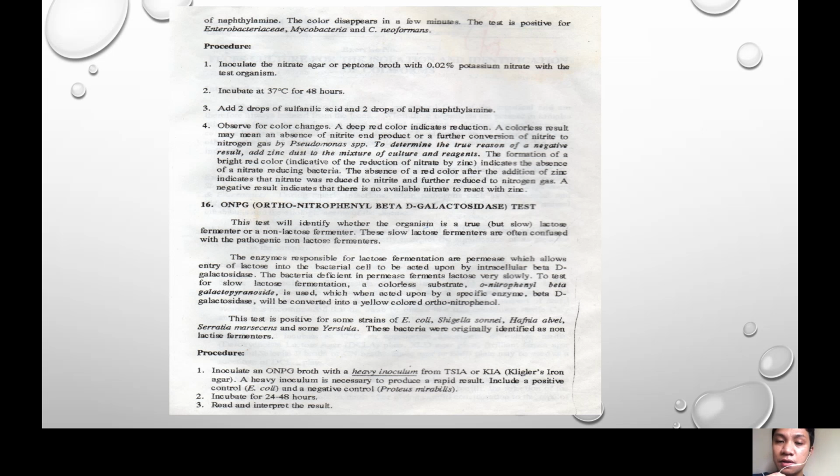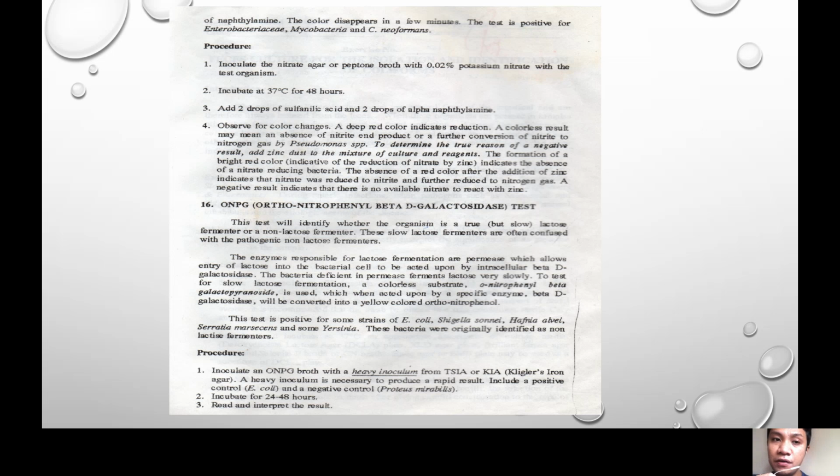So if it does not turn pink, it might signify that the bacteria did not convert your nitrate to nitrite because it has no enzyme nitrate reductase. Or maybe some of the bacteria further converted the nitrite to nitrogen gas, so it stays colorless. To confirm whether it is really a true negative, meaning it truly has no nitrate reductase, or whether it is negative because it converted the nitrite to nitrogen gas, you can add zinc dust. Upon addition of zinc dust, if it gives a pink color, that's a true negative, meaning it really has no nitrate reductase.